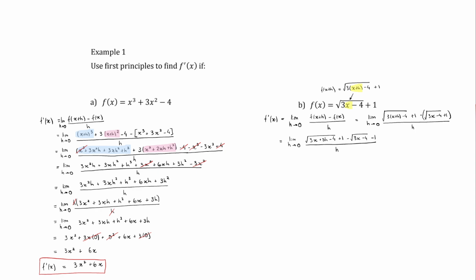Okay, so here clearly I can cancel out the positive with the negative 1. And I am going to be left with the square root of 3x plus 3h minus 4, minus the square root of 3x minus 4, and all of this over h.